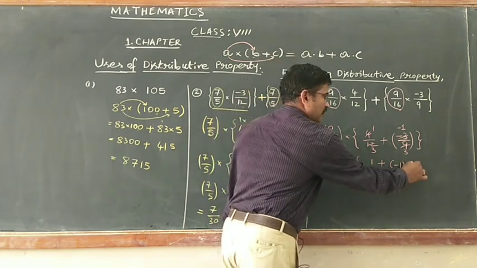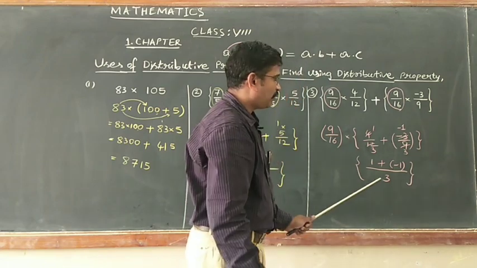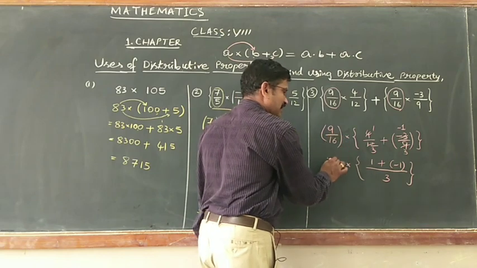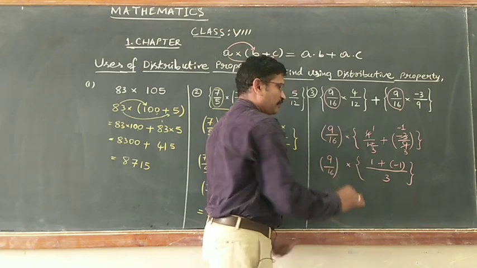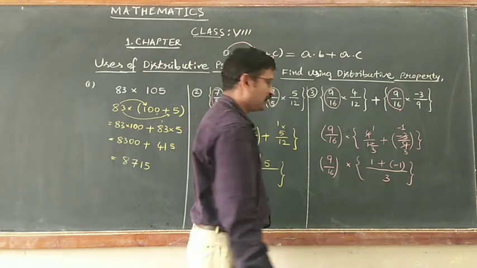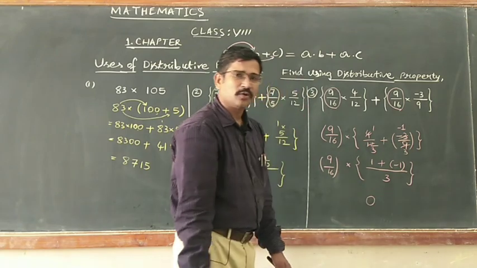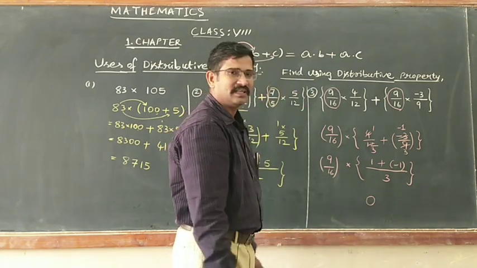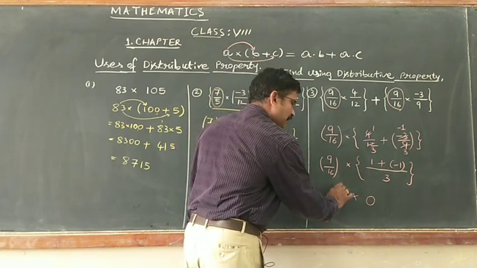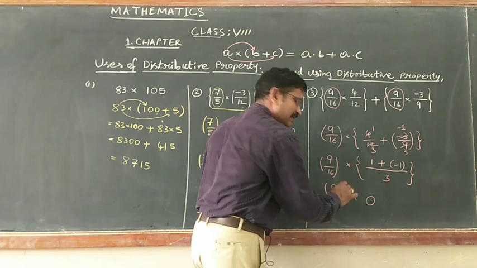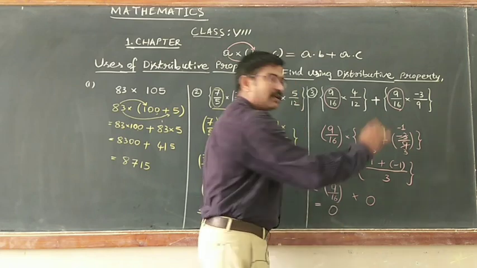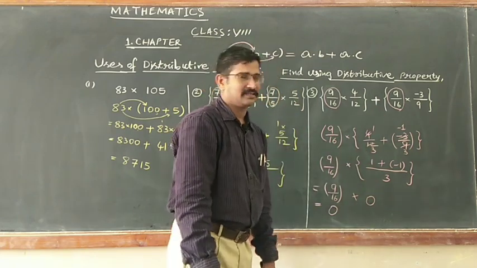So, this is the sum of these two rational numbers individually, but this 9 by 16 is to be multiplied by this sum. Now, what is this sum? What is the simplification of 1 added to minus 1? It gives 0. What is 0 upon 3? 0 upon 3 is 0. We have learnt this in our previous sessions. 0 multiplied by 9 by 16 is 0, as 0 into any number is 0. So, we finally got the total answer as 0.